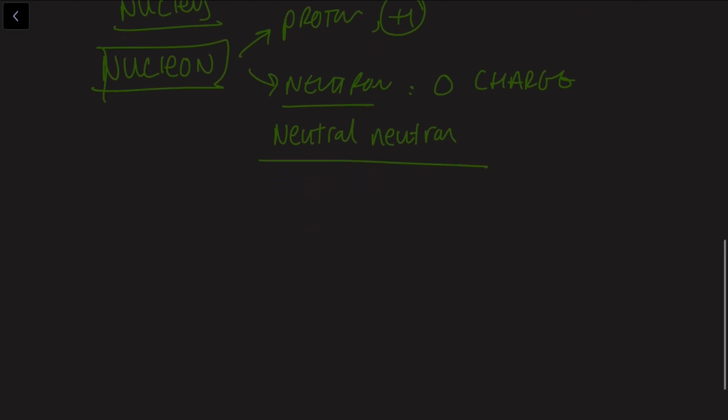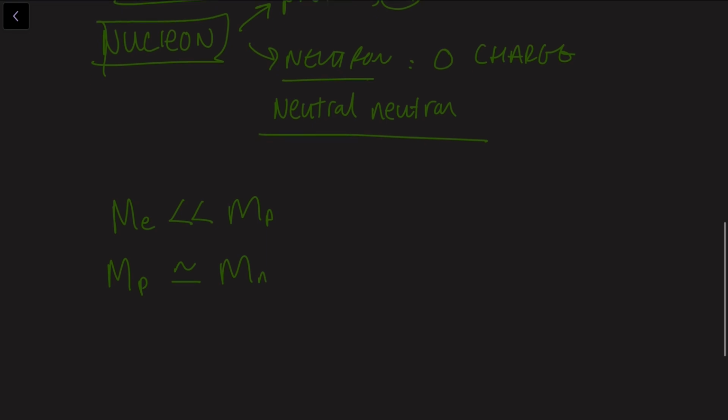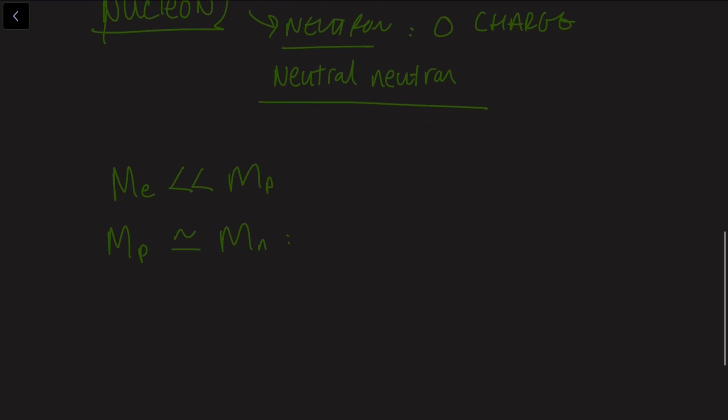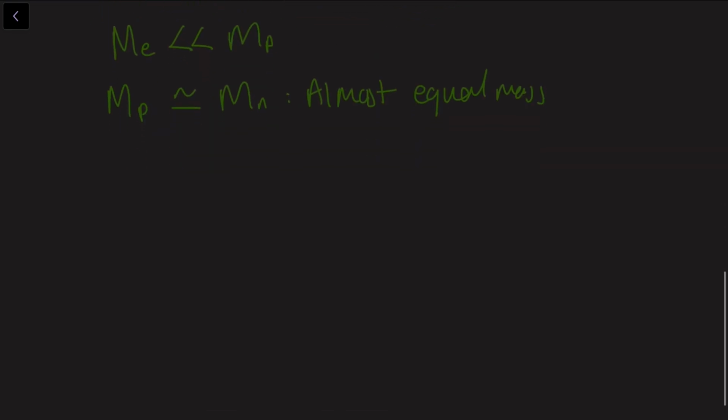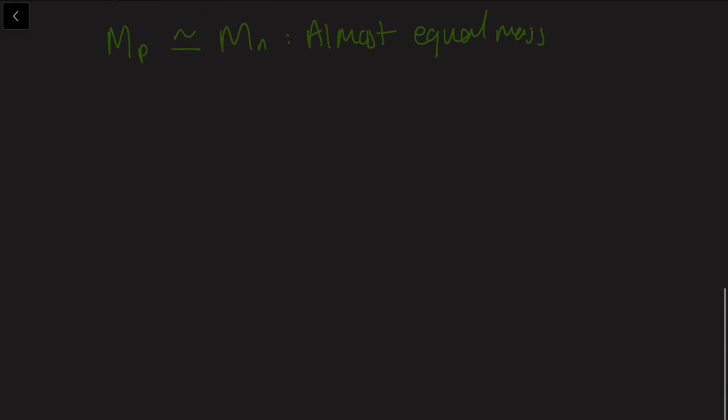So it's important to know that the mass of the electron is much, much less than the mass of a proton. You should know that the mass of the proton is approximately the same as the mass of a neutron. They have almost equal mass. It's pretty much the same, and it would be a safe assumption to make it the same throughout the duration of your A-level course. If you're planning on doing further physics, you need to know they are different.